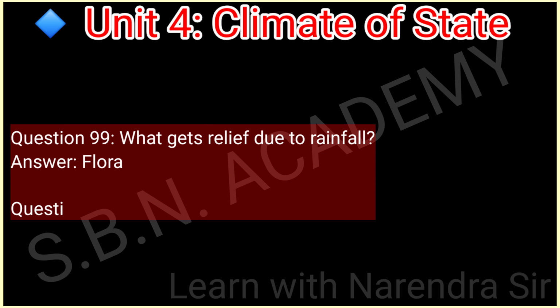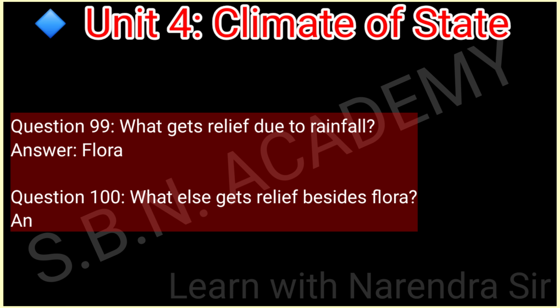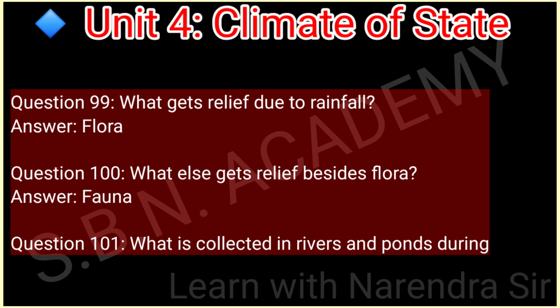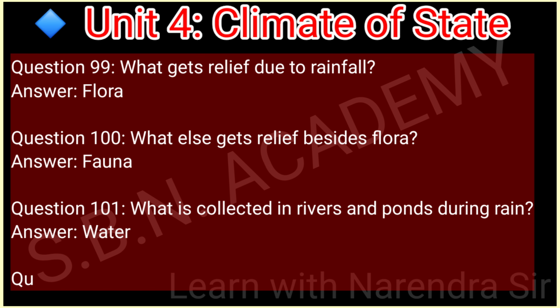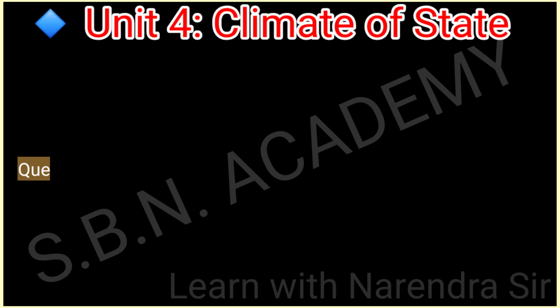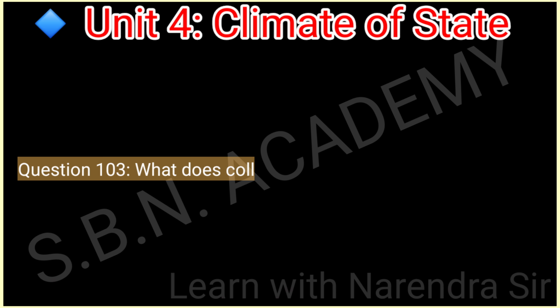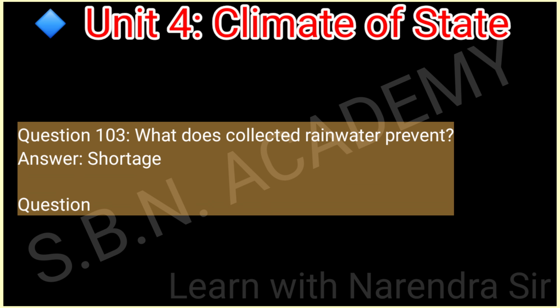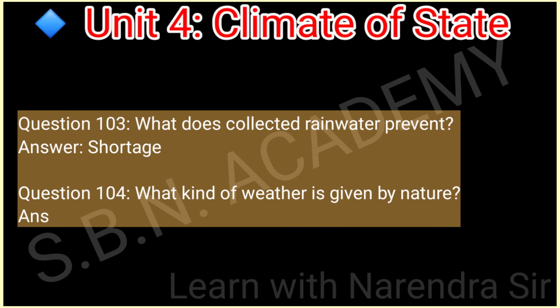Answer, flora. Question 100. What else gets relief besides flora? Answer, fauna. Question 101. What is collected in rivers and ponds during rain? Answer, water. Question 102. Where is rainwater stored? Answer, ponds. Question 103. What does collected rainwater prevent? Answer, shortage. Question 104. What kind of weather is given by nature?